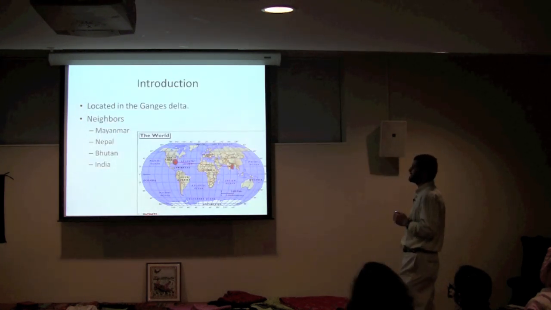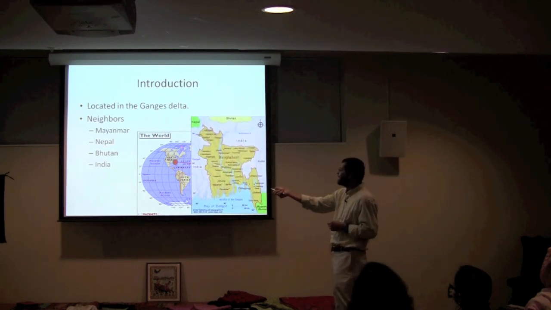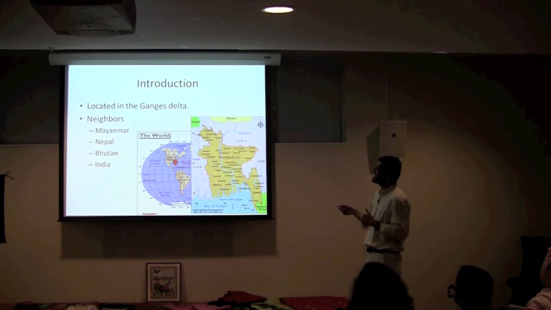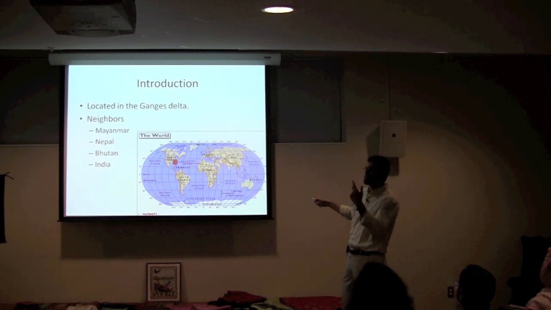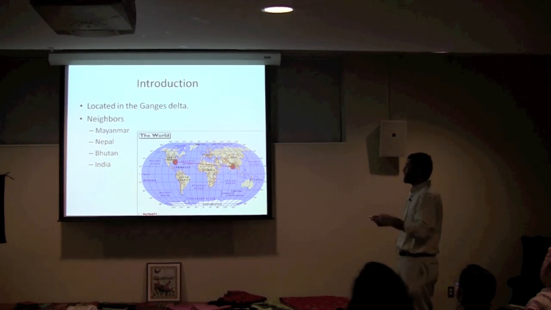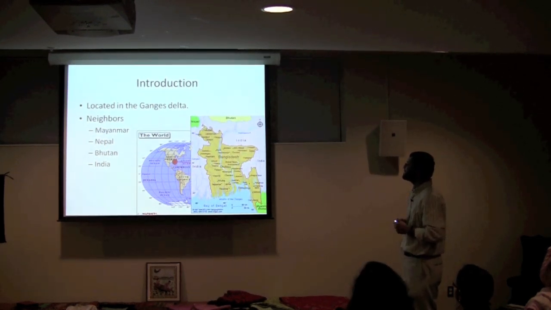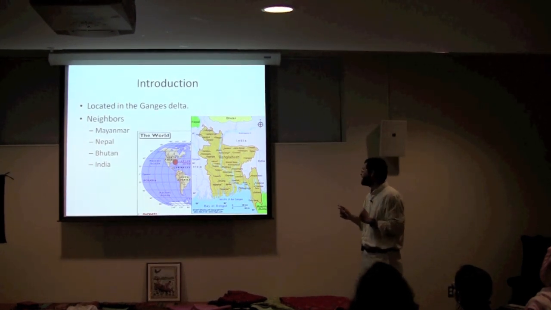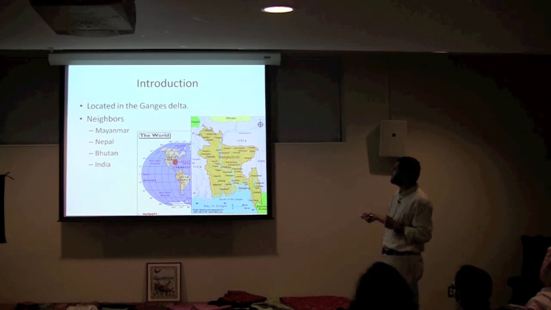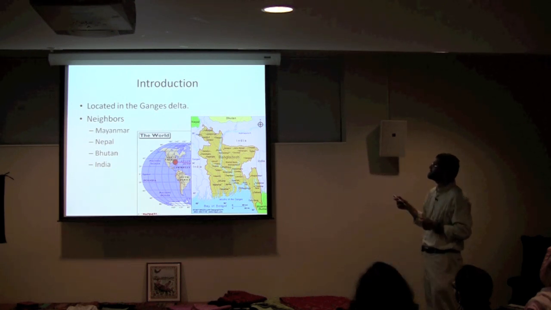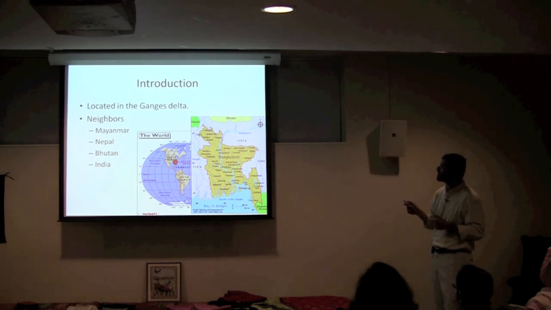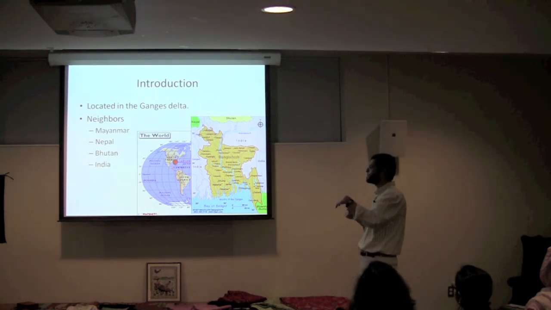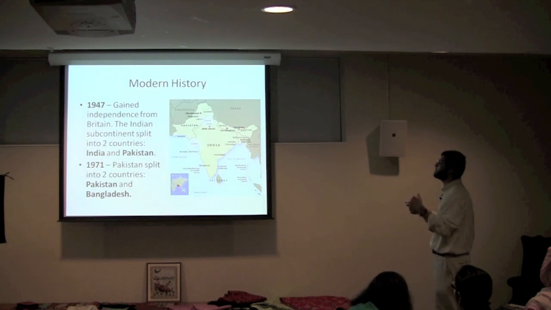So where is Bangladesh? First of all, the first red dot here, this is where we are right now. So here we go, the animation again. And Bangladesh is pretty much right across the globe. We are bordered by India on 3 sides, and we also have a border with Burma, and we have neighboring countries, Bhutan and Nepal. Bangladesh is located in the Ganges Delta, so it's pretty much flat land.